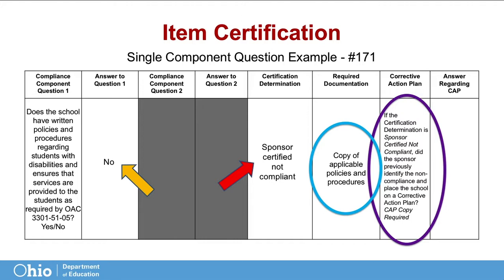If the item is one that lists required documentation and the school is certified as not compliant for that item, you will need to provide a narrative of sponsor certified not compliant for the appropriate submission type in Epicenter. If the required documentation column indicates none, there is no need for additional action as there will be no submission types available in Epicenter for these items. In addition to the documentation requirement, if the certification determination is sponsor certified not compliant, a new question will be displayed in the Corrective Action Plan question column. Let's take a closer look at the Corrective Action Plan questions.